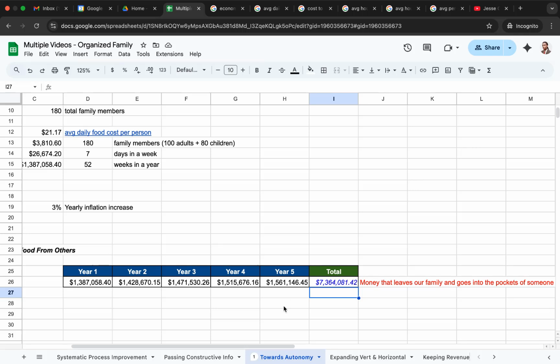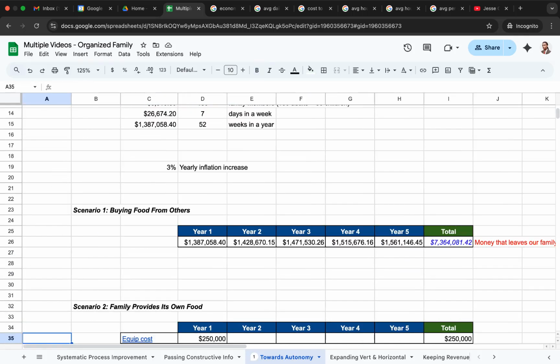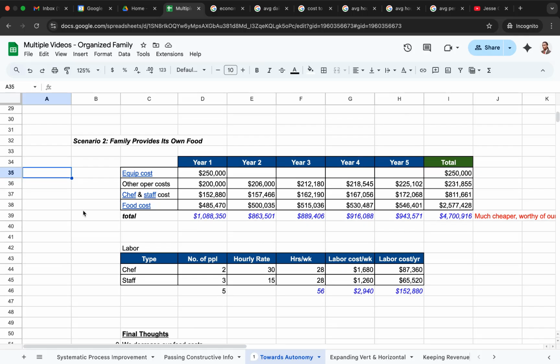So these are the things that we are considering when it comes to autonomy. We want to be able to feed ourselves, and by doing so, we'll be able to keep this 7.3 million in our own family as opposed to giving it to somebody else. So in order to talk about that, we'll move down here to scenario 2. Okay, scenario 2. So scenario 2, the family provides its own food.